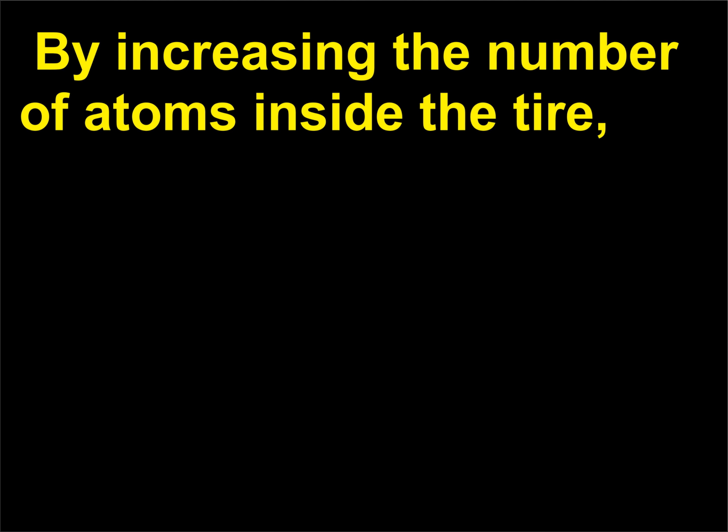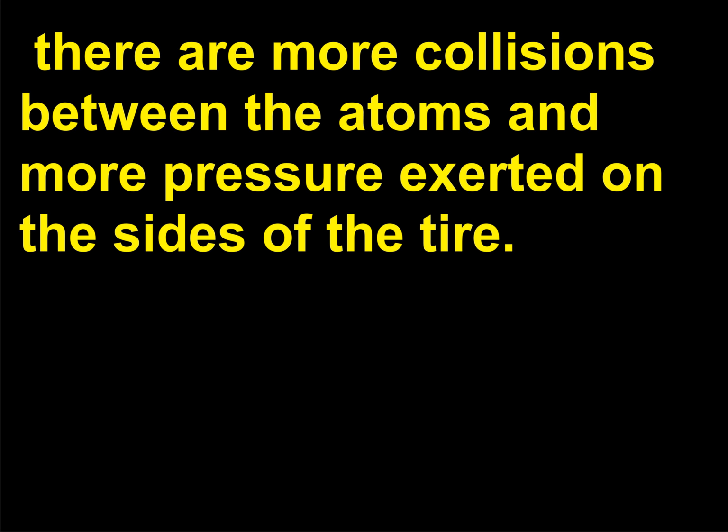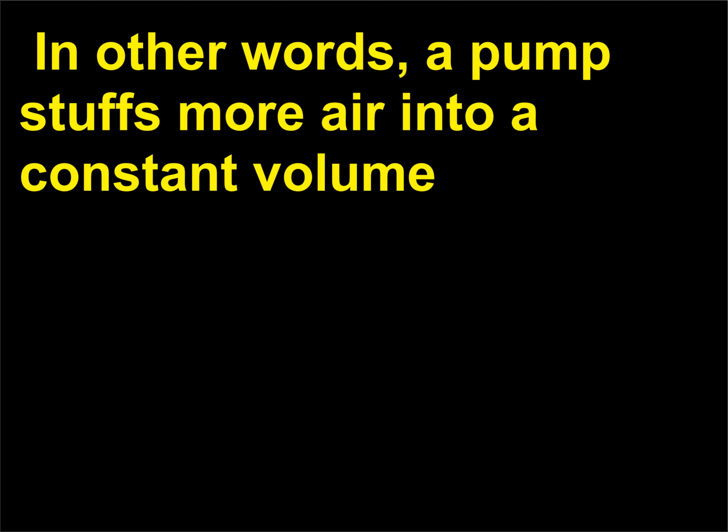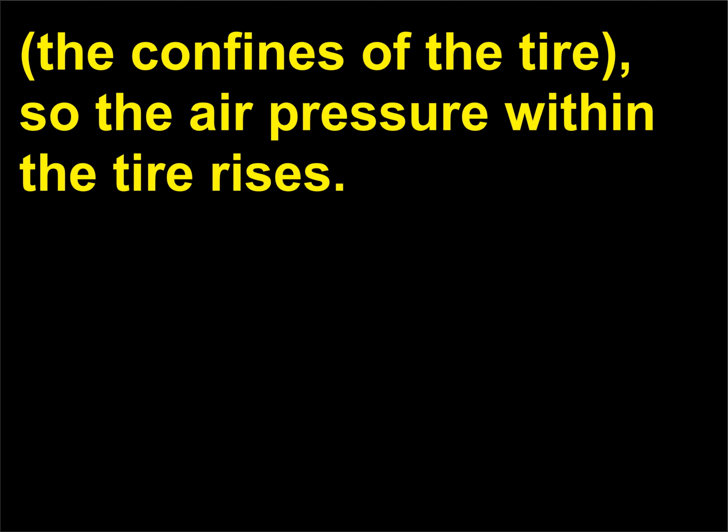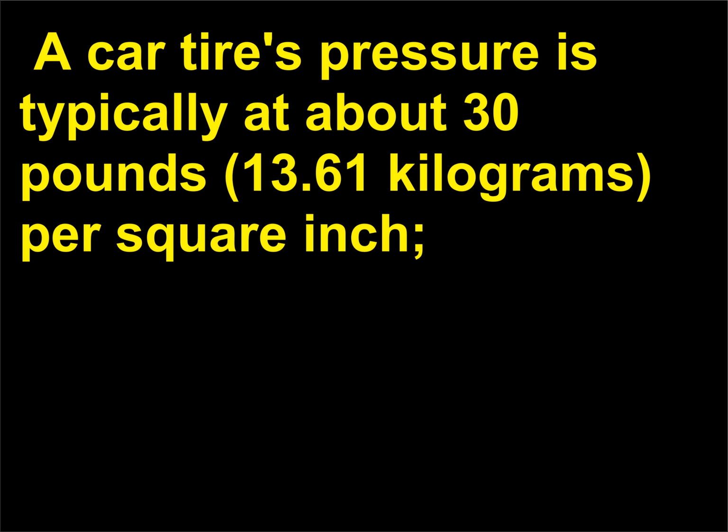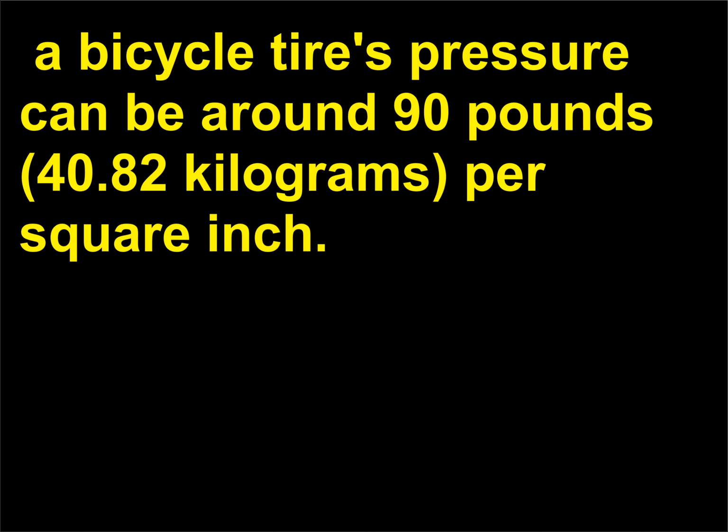By increasing the number of atoms inside the tire, there are more collisions between the atoms and more pressure exerted on the sides of the tire. In other words, a pump stuffs more air into a constant volume, the confines of the tire, so the air pressure within the tire rises. A car tire's pressure is typically at about 30 pounds, 13.61 kilograms, per square inch. A bicycle tire's pressure can be around 90 pounds, 40.82 kilograms, per square inch.